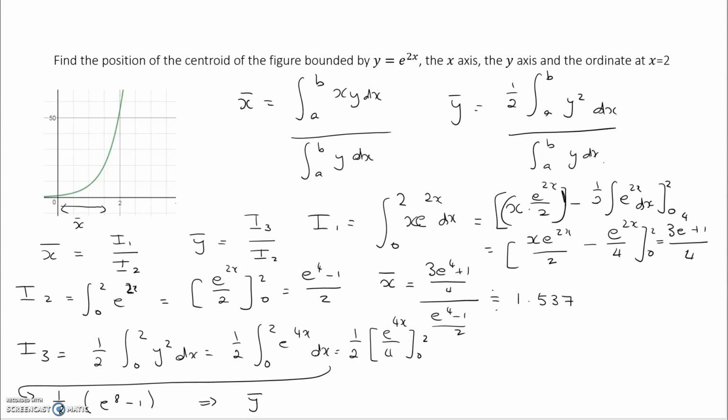So y bar would be now I3, which is what we've just found, over I2. So it would be 1 over 8 e to the 8 minus 1 over e to the 4 minus 1 over 2, which is approximately, using your calculator, 13.9. So that's 10, 20, that's about there. So the centroid is going to be there.